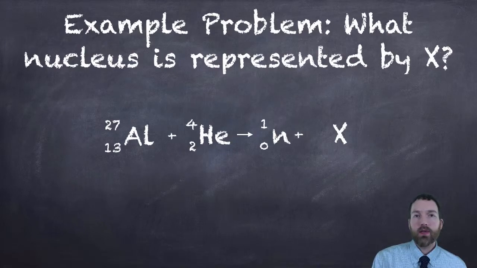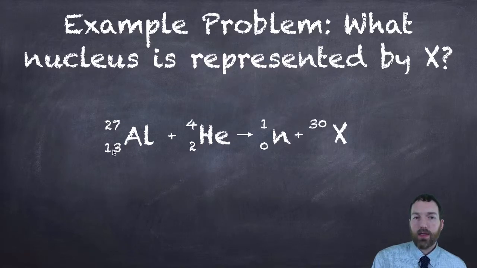Okay, so here's another example. What nucleus is represented by the X? Go ahead and give this one a try. Okay, so as always, the sum of the mass numbers needs to be equal on the left and the right. So I have 27 plus 4 is 31. On the right, I have 1. So that means the mass number of my missing element is 30.